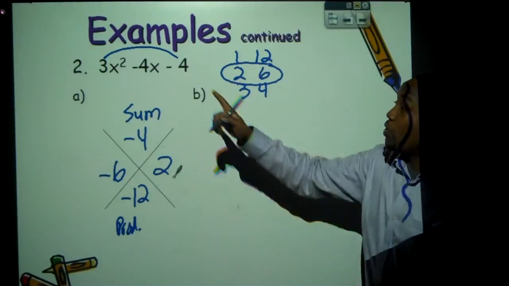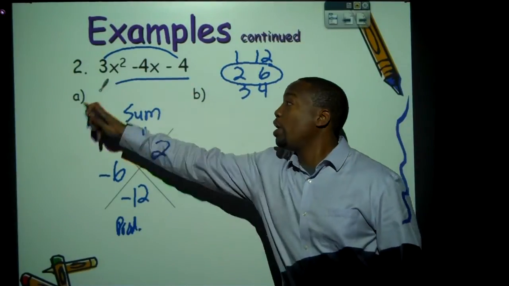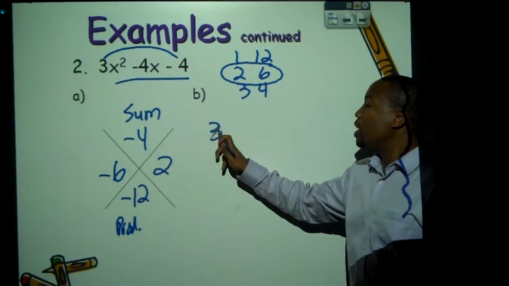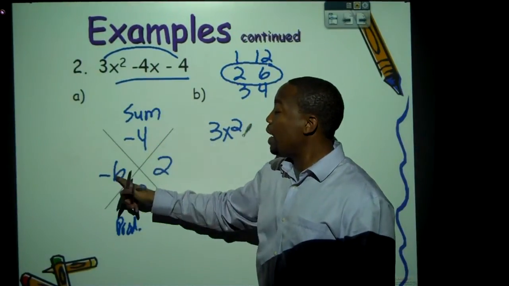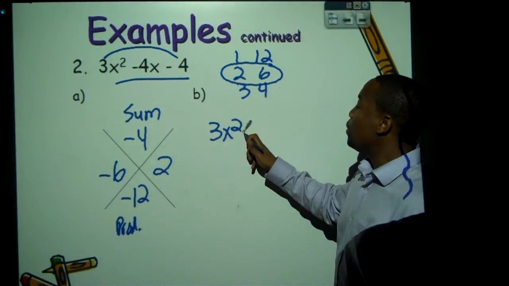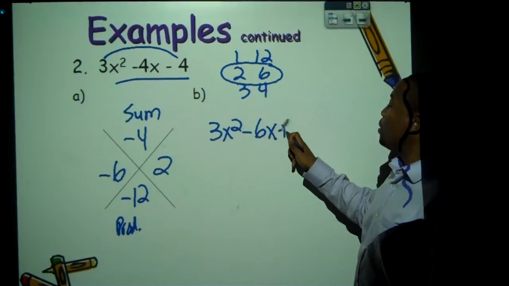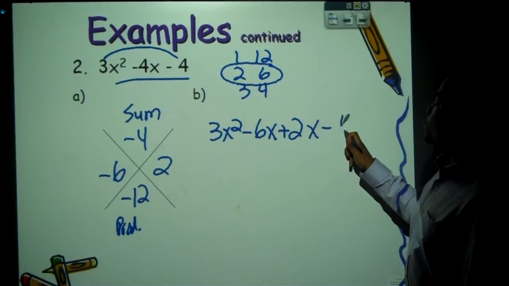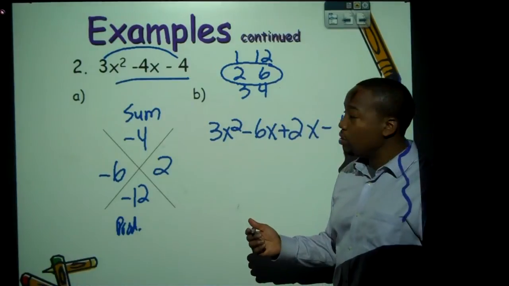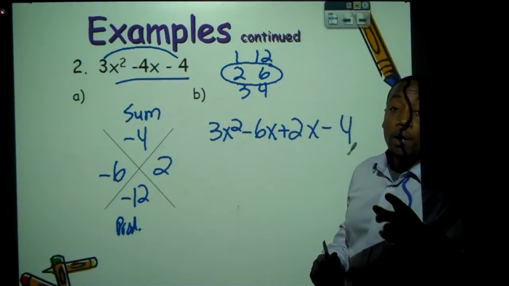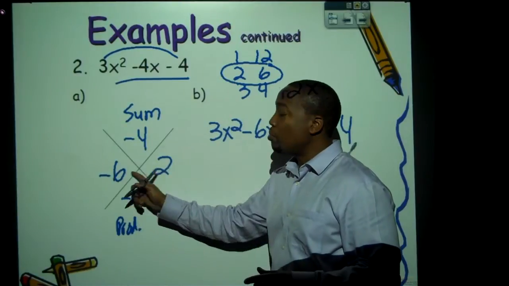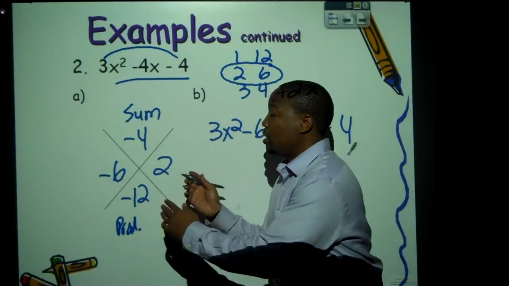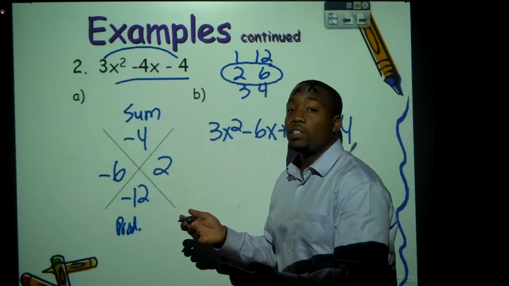Now it's time to rewrite this right here, right? So I start with my 3x squared. I'm going to rewrite negative 4x as this right here, which would be negative 6x plus 2x minus 4. And now what do we do? Factor by grouping. But before I start, it doesn't matter if I put the 2 here, the 6 here, it doesn't matter how I do it. It doesn't matter the order, you'll still get the same answer.